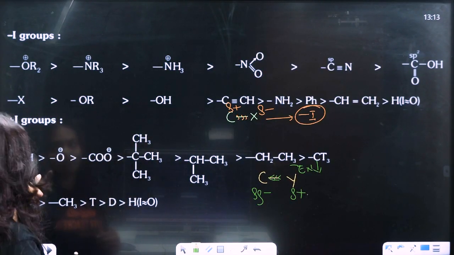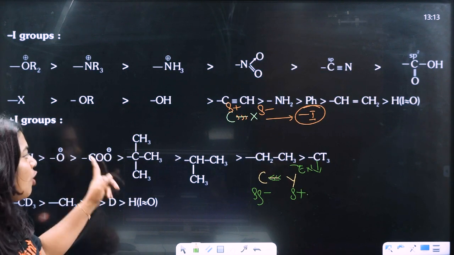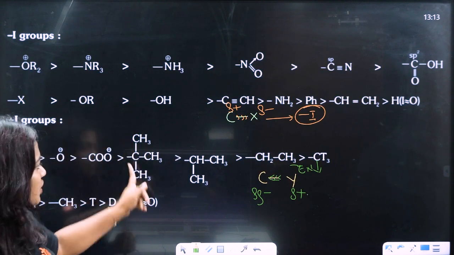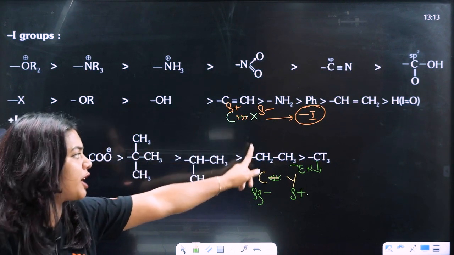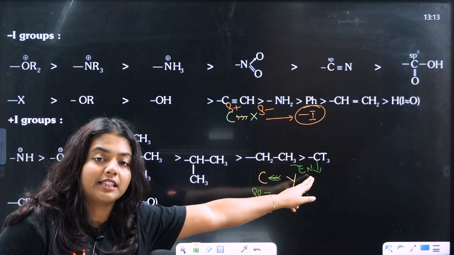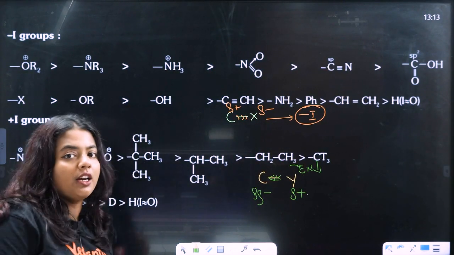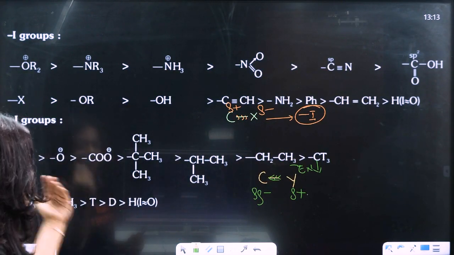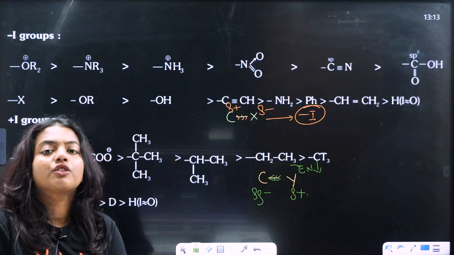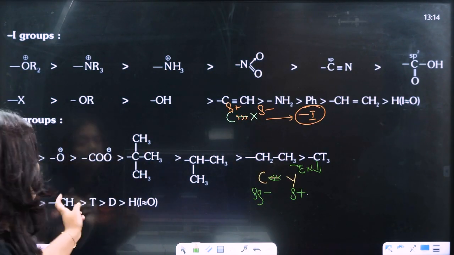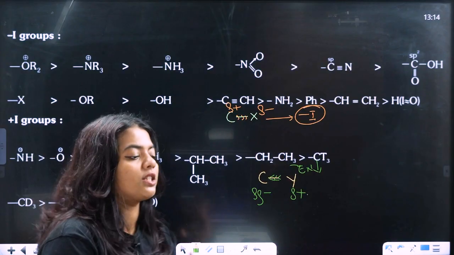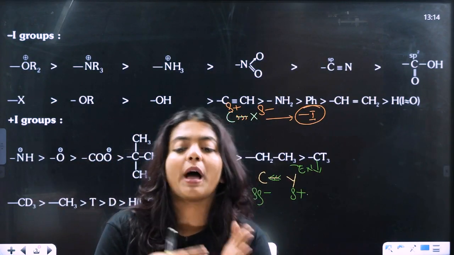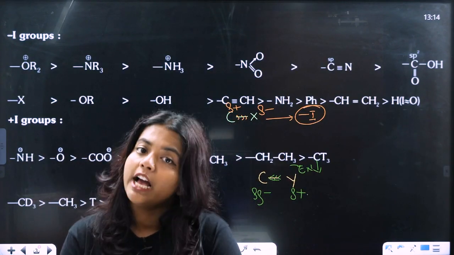So this is NH minus, O minus, COO minus, the CH3 groups, this is secondary, this is primary, and this is your CT3, that is the hydrogen order of isotopes. Then you have CD3, CH3, deuterium and tritium. So tritium, deuterium and hydrogen are the ones which come under the minus I group category, and these are the ones which come under the plus I group category.